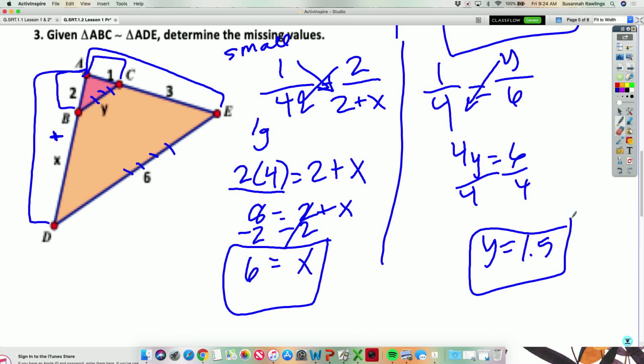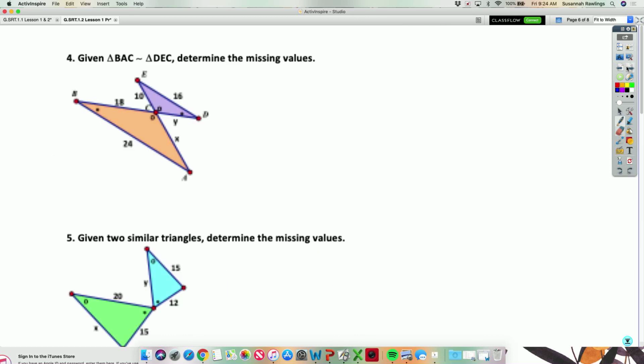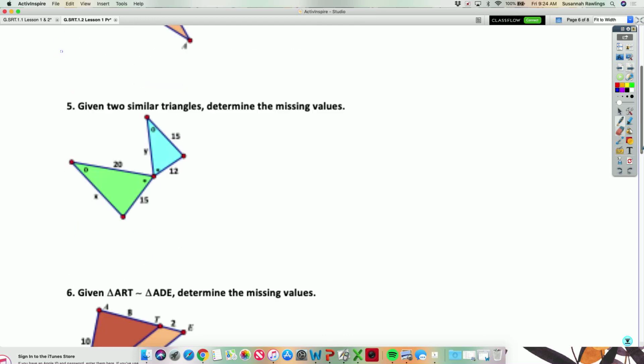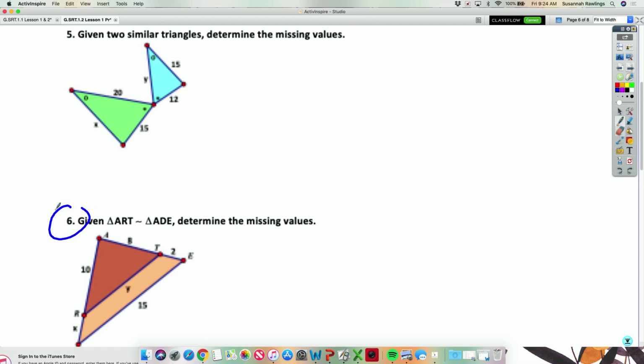Okay, flip to the back. I'm just going to have you try number 4 and number 6 on your own, since these are the same ones we basically just did, but I want you guys to try them on your own before you start on the prep work. So I'm going to walk around and check your answers for these, and then I'll let you get started on your homework.